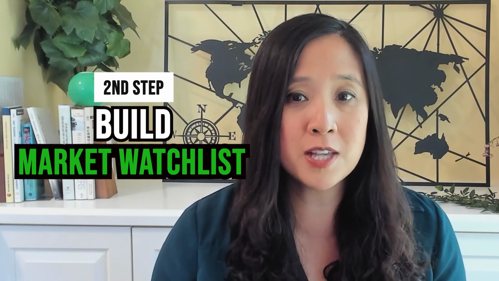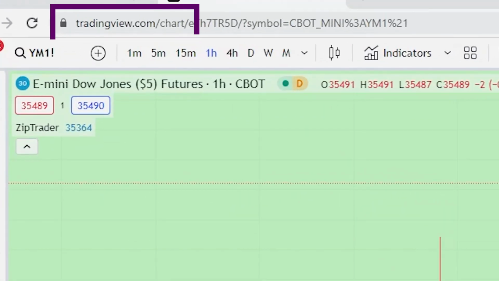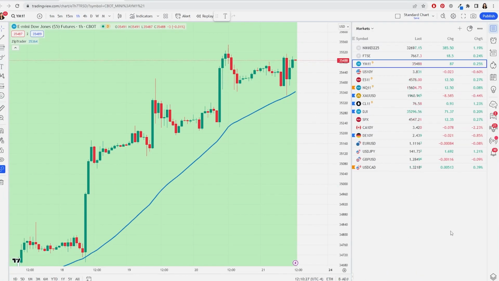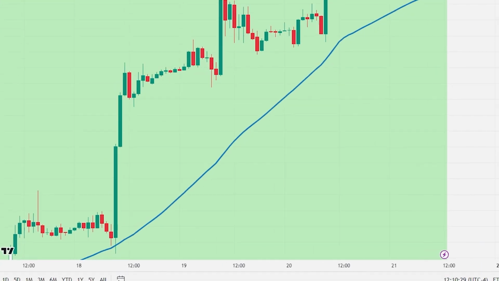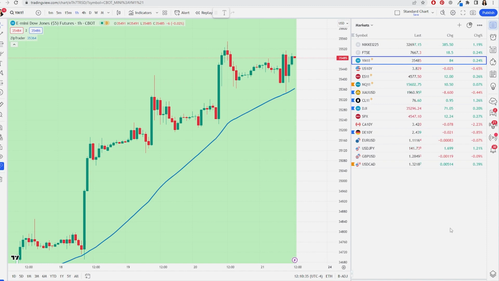The second step is to build your market watch list, because this will help you understand the overall market dynamics at a glance. It's important to understand what the general market sentiment is. Here's a short watch list that I've created. What you're looking at is tradingview.com. It's a completely free resource, and you can build your own watch list. The watch list basically provides information at a glance on how things are doing, so you can analyze and understand how the market's behaving in seconds.